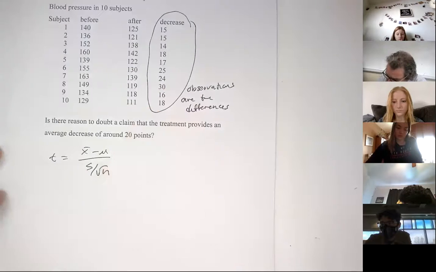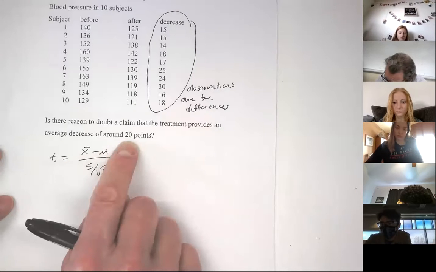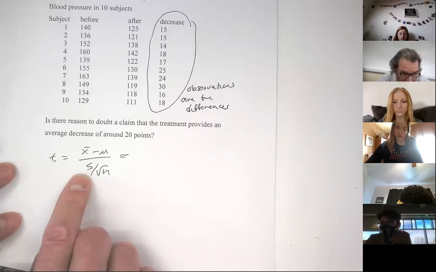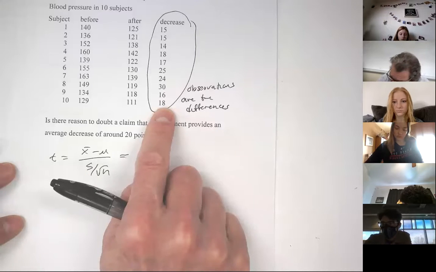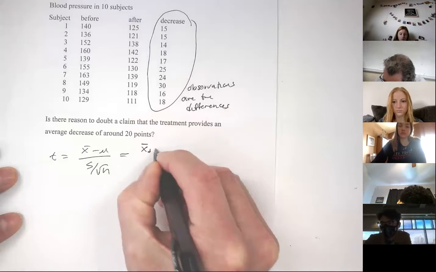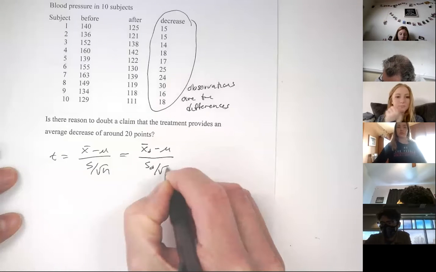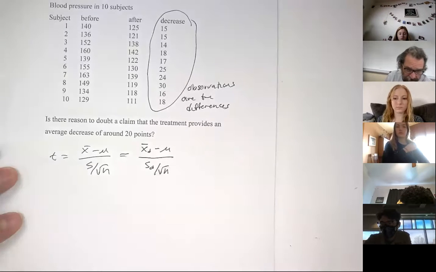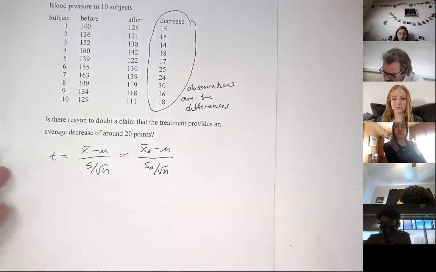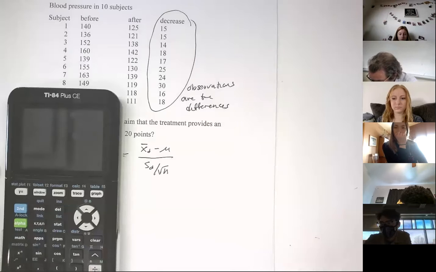So I'm going to have to compute the mean. The mu I'm worrying about is this 20. And the standard deviation, I'm going to take the standard deviation of that. Sometimes I'll write it like this: the mean of the differences minus 20 over the standard deviation of the differences over root n. But really it's just your old-fashioned t-statistic. And so we'll come in here and try to make this happen.